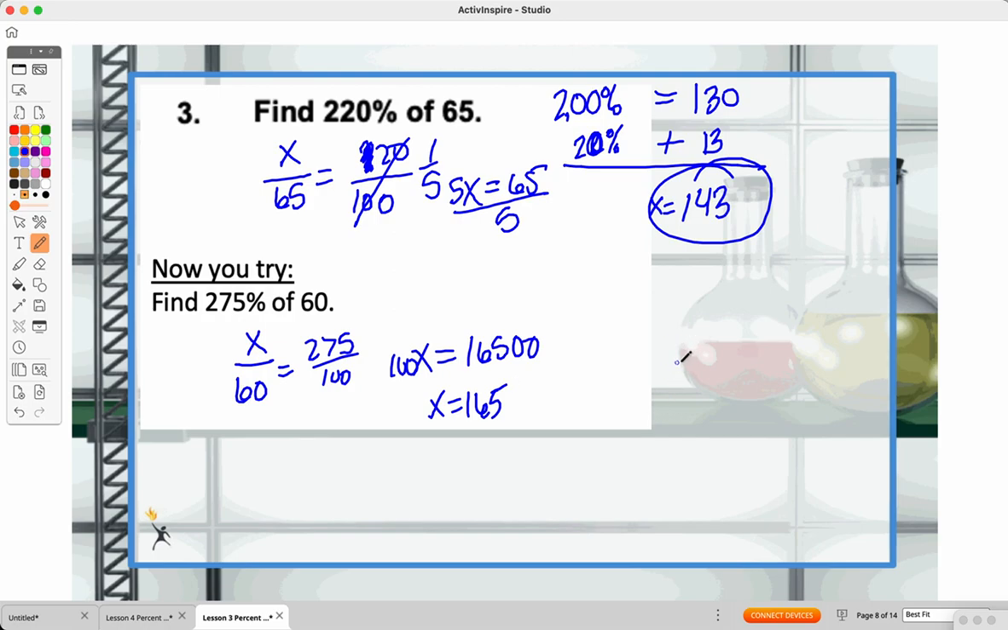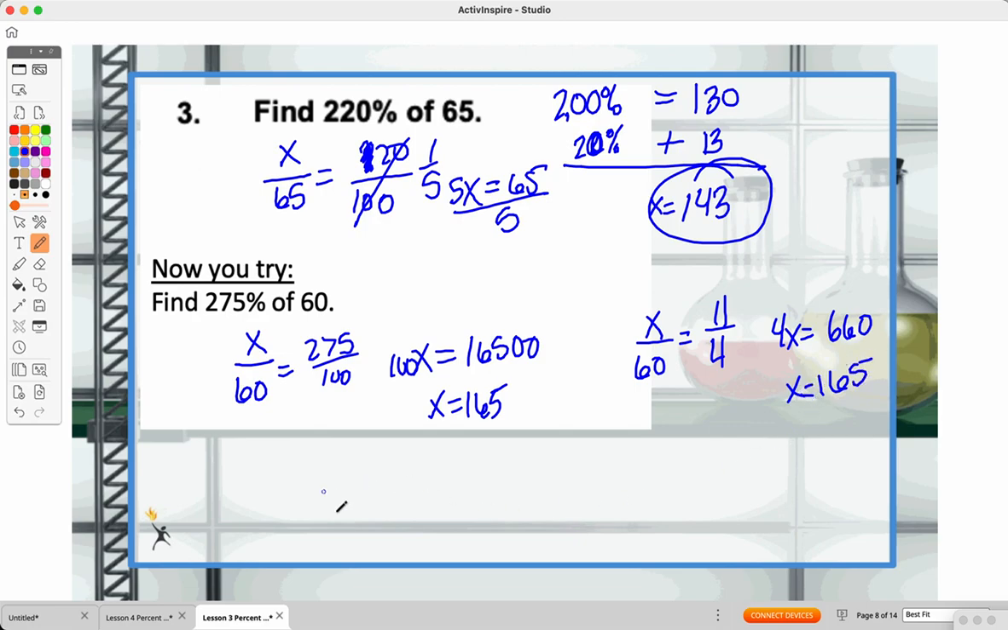You could take a look at it again and go, okay, x over 60, and this time I'm going to simplify it down to 11 over 4, and then multiply: 4x equals 60 times 11, that's 660, and then divide 660 by 4. You still get that same 165.